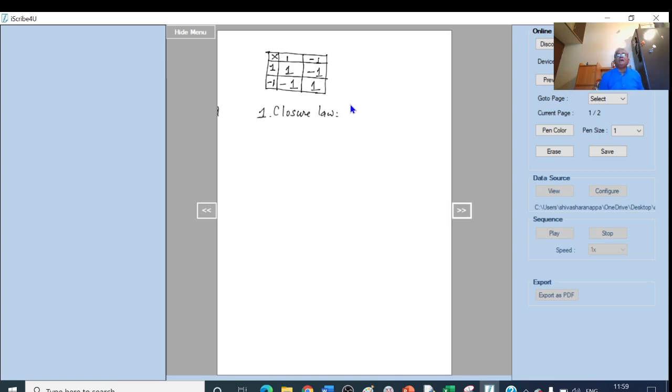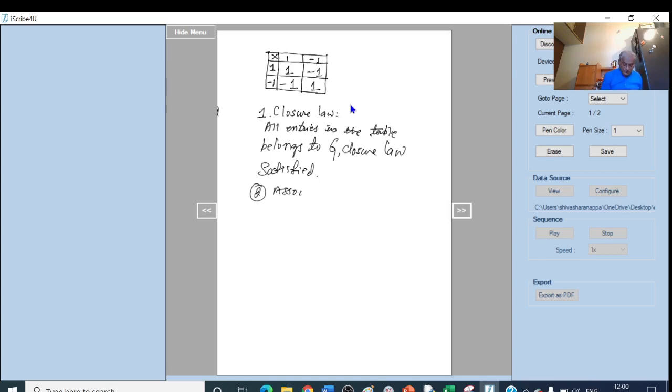To show that the closure law is satisfied, what we have to write here is: all entries in the table belong to G, closure law satisfied. Okay, closure law satisfied. This is 1. Next, 2.